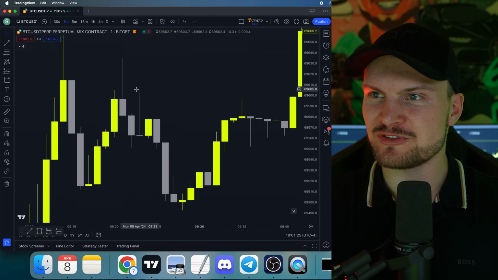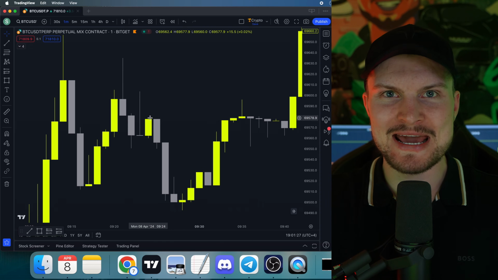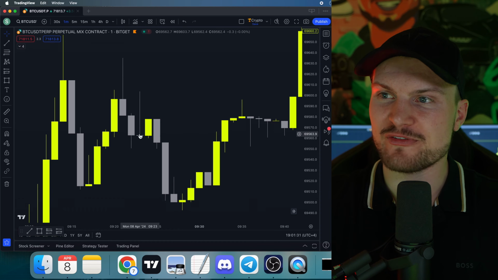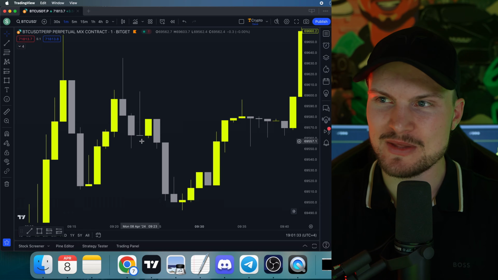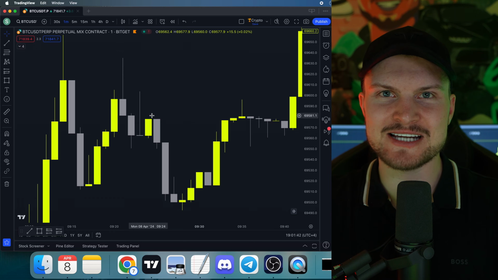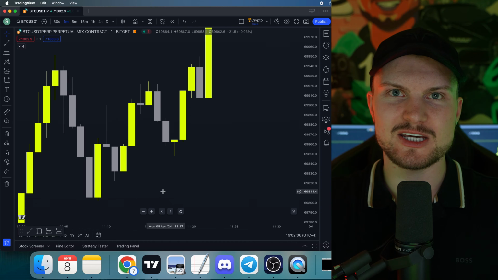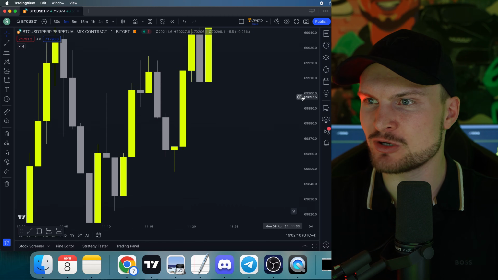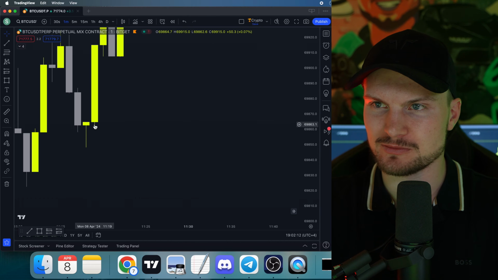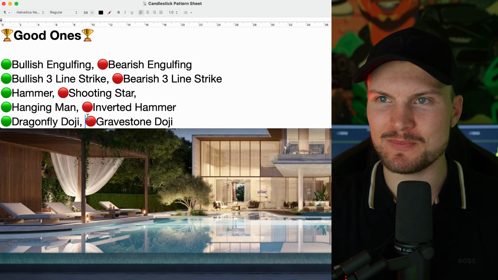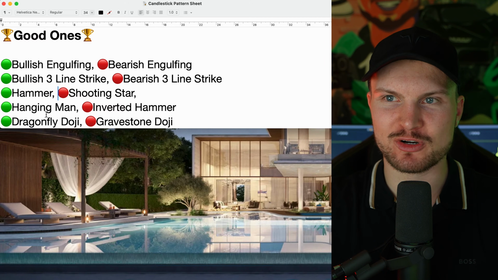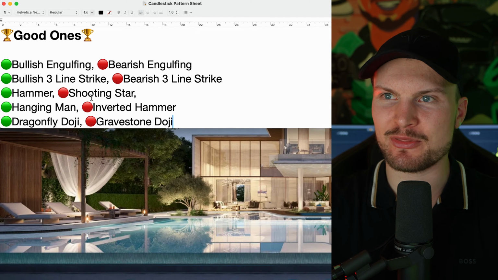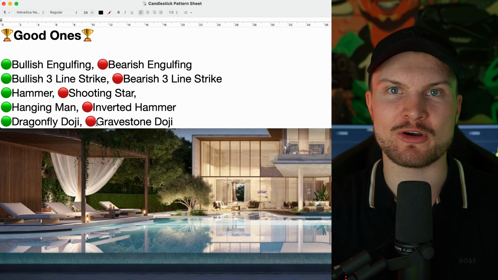Right here we have the opposite of a dragonfly doji, aka a gravestone doji. We have a very long top wick, we have no bottom wick or small bottom wick, and tiny body. In this scenario, all criteria are fulfilled. Here we have two more examples. Here we have a gravestone doji, and right next to it we have a dragonfly doji. Essentially, a dragonfly doji is a hammer candle, however, with a very, very small body. And a gravestone doji is the same thing as a shooting star, but with a very small body.